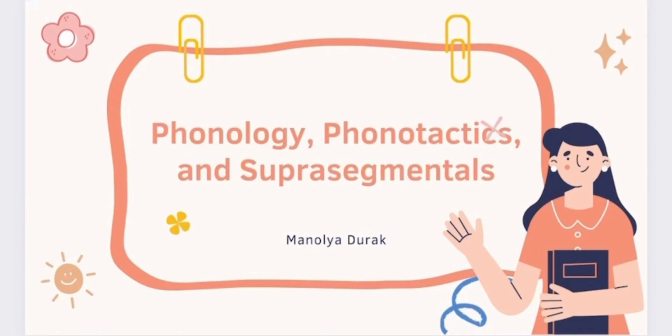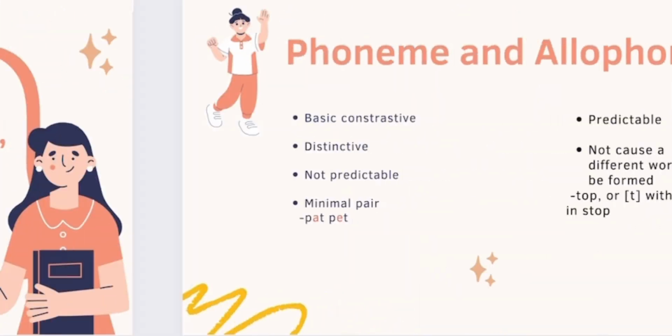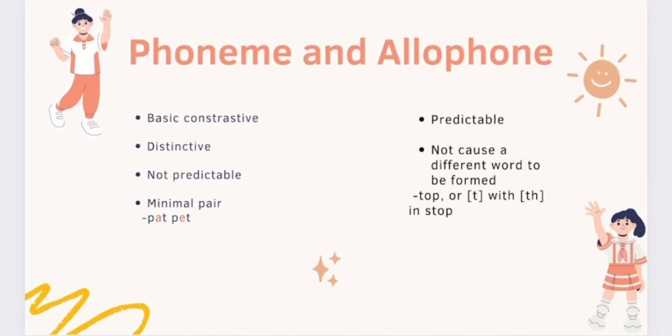Today I will mention phonology, phonetics, and suprasegmentals. Firstly, phoneme and allophone. A phoneme is a basic constructive sound in a language. Distinctive implies that the sound is significant because it alters the meaning of the word and contributes to effective communication.